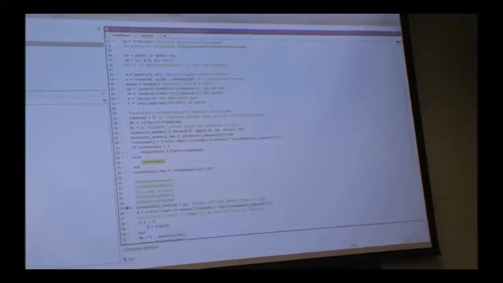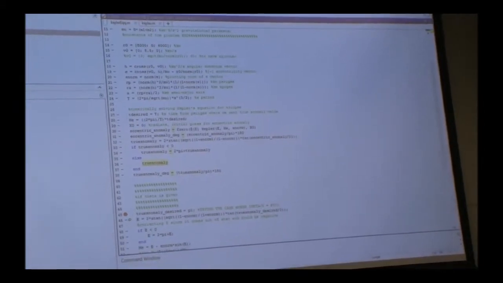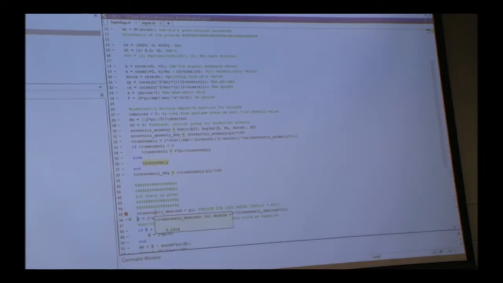Now say that instead we do the simple part, where you tell me what is the true anomaly that you desire and you want the time. That's pretty easy, right? Say that your true anomaly is pi. So what should I get? What is the time at pi?